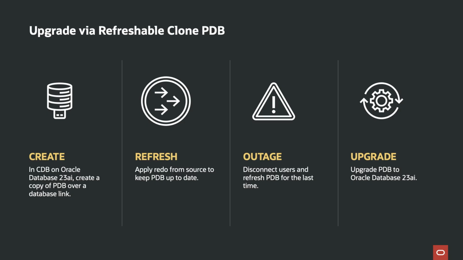AutoUpgrade will do that by building a copy of your PDB. We can do that with no outage. We just do it in the background, and we then roll forward with redo until you're ready to take that outage, where we will grab the very last changes, disconnect the new PDB, and then upgrade that to 23AI.